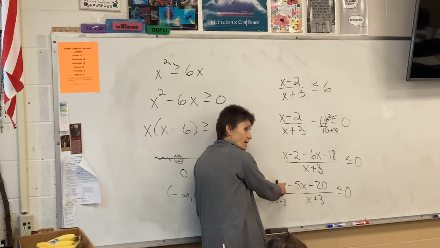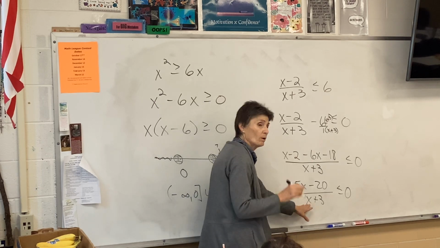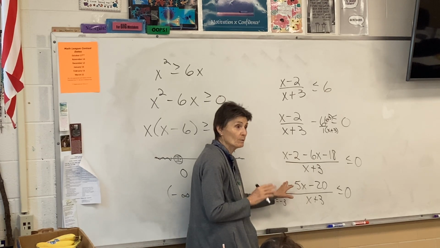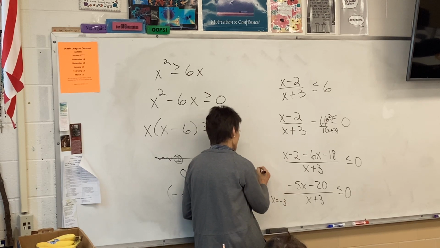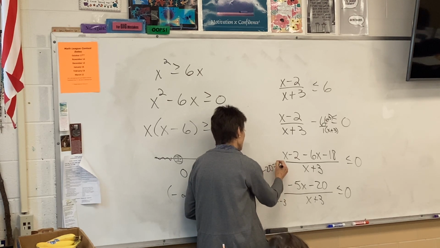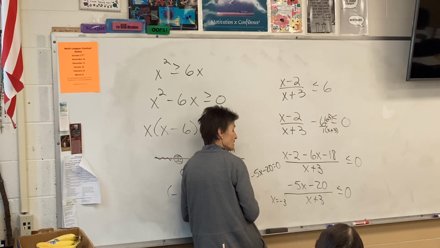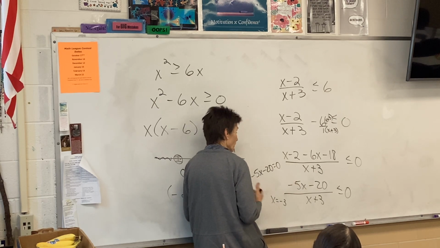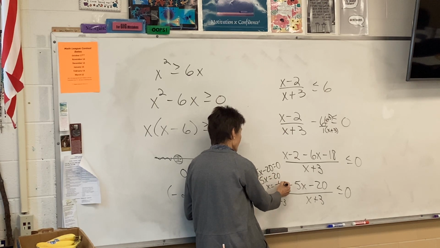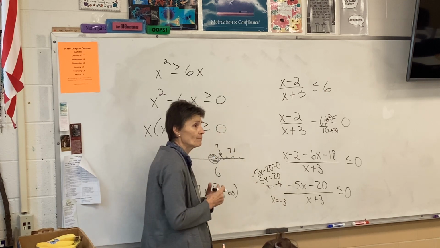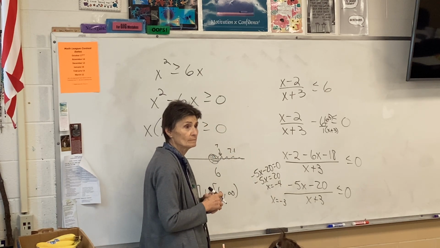So what did I tell you yesterday? If you can eyeball it, great. If you can't eyeball it, what can you do? Equal it to 0 and solve it. So negative 5x minus 20 equals 0. I'm trying to figure out where to put my dot. So negative 5x equals 20. It looks like my dot's going to be at negative 4.